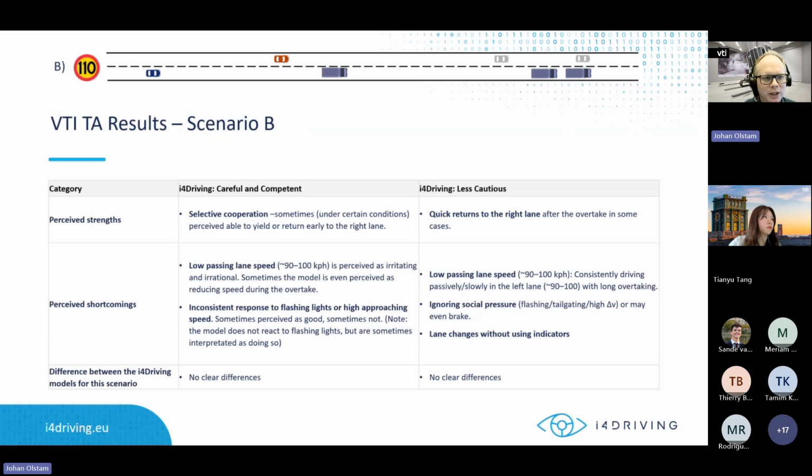problem with the model. But it's also thought that the careful and competent one was maybe more cooperative and helped out, moving to the right, while the less cautious one did not feel like that. It was ignoring social pressure, approaching with high speeds and so on, and sometimes changed lane to the right very fast. Even the careful and competent one was also thought of as not reacting to social pressure. But here one should keep in mind that flashing lights or the horn are not something that the model currently takes into account. So it's only the high approaching speed or driving close that would have an effect. So there are not really clear differences here for scenario B as there are for A and C, but there are some.